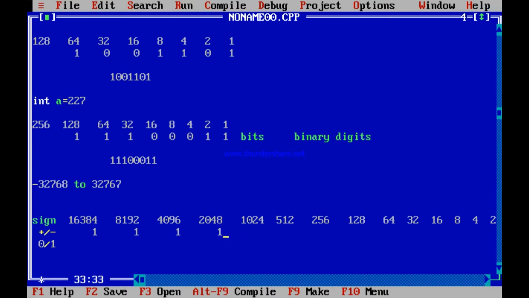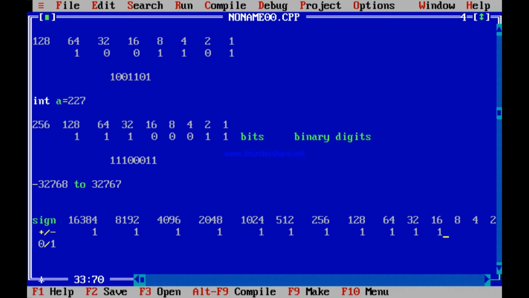2048, you were remaining with 4095, 2048 already fitted. So 2047 remaining. 1024 fits. 1023 remaining. 512 fitted. 511 remaining. 256 fitted. 255 remaining. So 128 fits. 127 remaining, so 64 fitted. 63 remaining, so 32 fitted, so 31 remaining, 16.